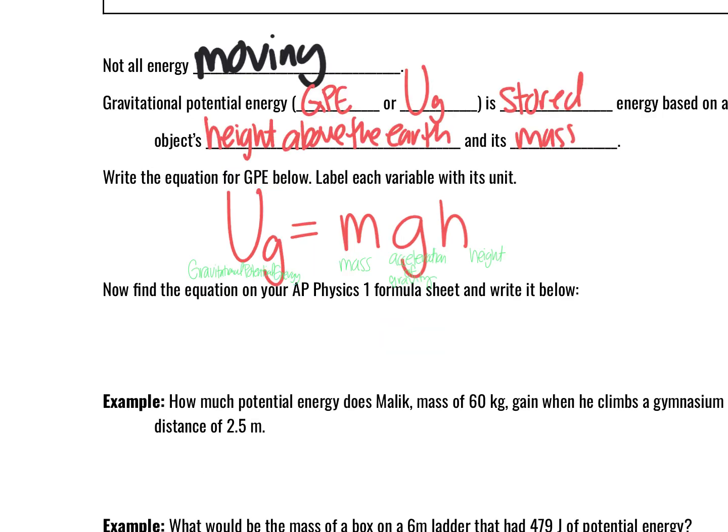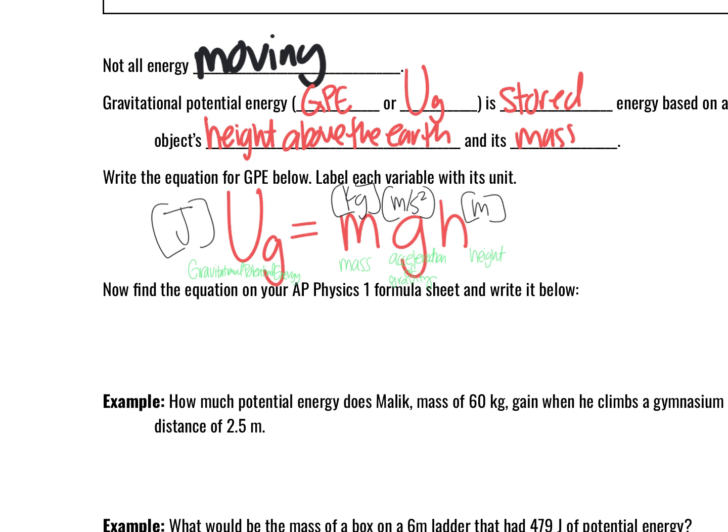So let's talk about our units again. Our units are going to come back. If we're talking about energy, it's got to be in joules. Mass, again, just like always, is going to be in kilograms. The acceleration of gravity is meters per second squared. And then your height will also need to be in meters.